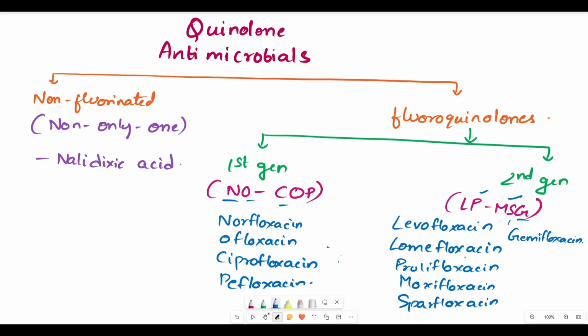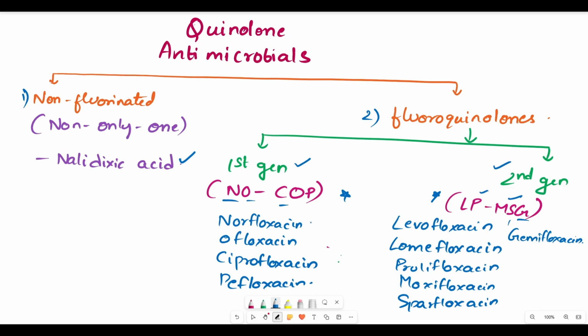Let me just repeat this classification for you once again. The quinolone antimicrobials are initially divided into two classes. One is the non-fluorinated class and the second one is fluoroquinolones. In the non-fluorinated class, there is only one single example, that is nalidixic acid. The fluoroquinolones are further divided into two generations: first generation and second generation. In the first generation, remember the trick as NOCOP, and for the second generation, remember the trick as LP MSG.